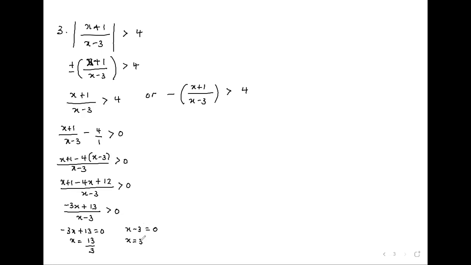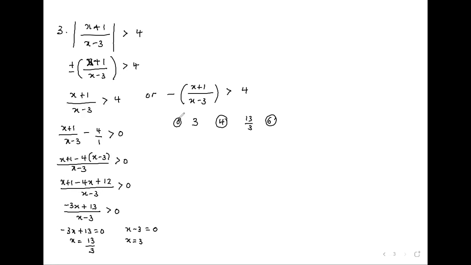Two critical values, so put 3 is less than 13 over 3. But 13 over 3 is like 4 point something, because 12 over 3 is 4. So 4 is in between. And then here maybe we can use 6 to be safe. And here you can use 0.